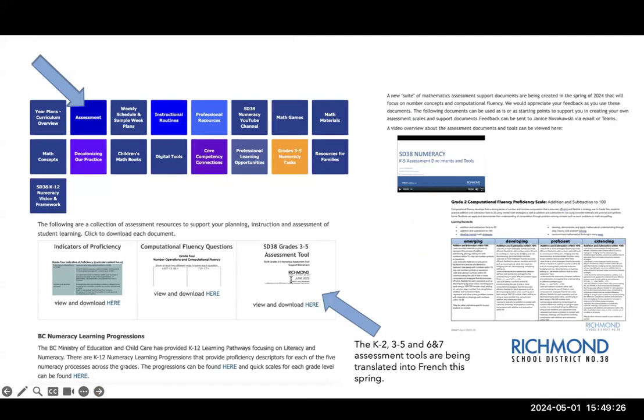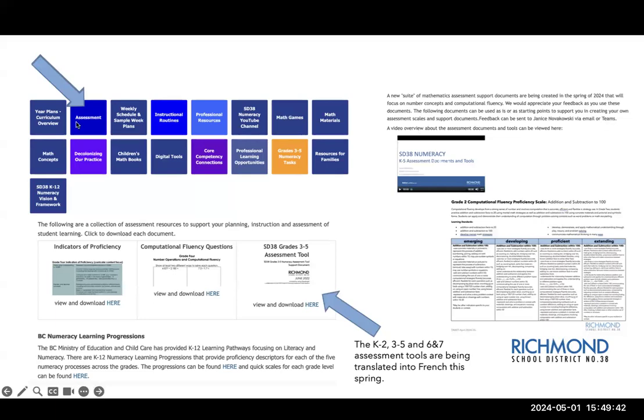These are K-2, 3-5, and 6-7. They have more questions than just computational fluency, but there are some that are focused on computational fluency, and they are currently being translated into French. And again, we have these new suite.